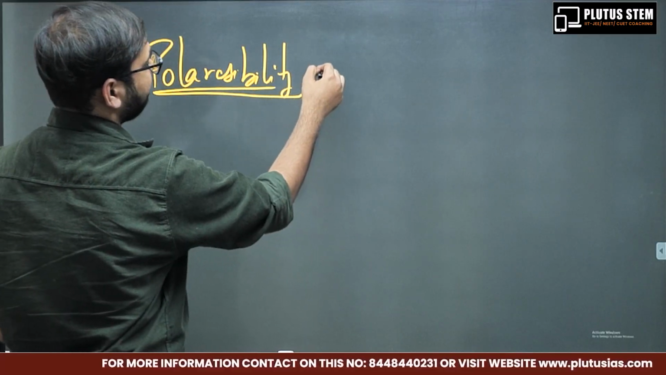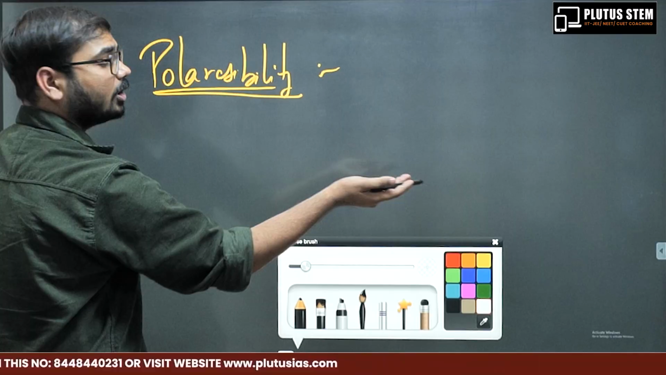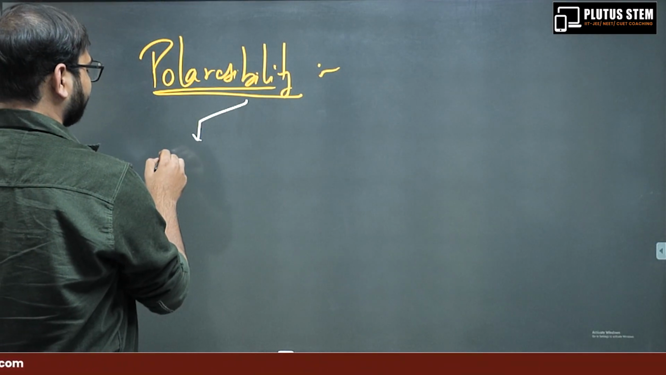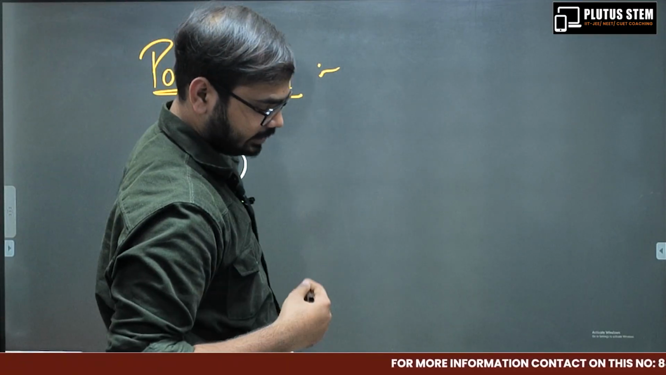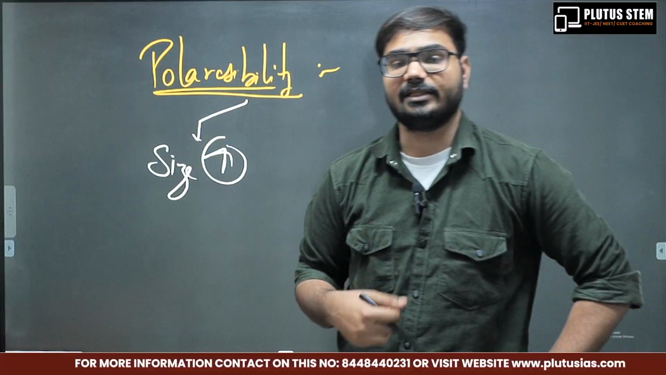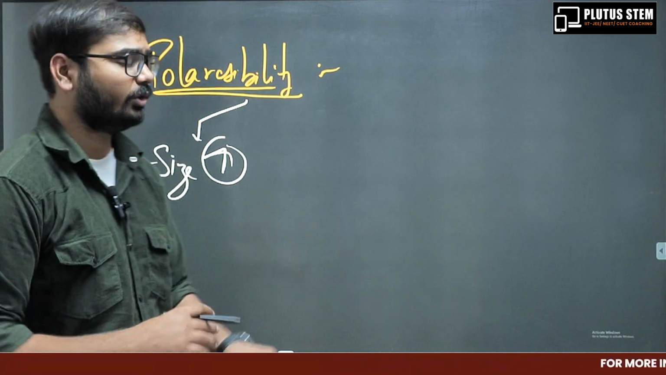Polarizability is how easily an ion lets its electron cloud get distorted or move towards the side of the cation. It requires again two things: size. A larger size means that the nucleus is not able to hold the electron cloud towards itself. So having a larger size means any species can easily withdraw that electron cloud from the nucleus.